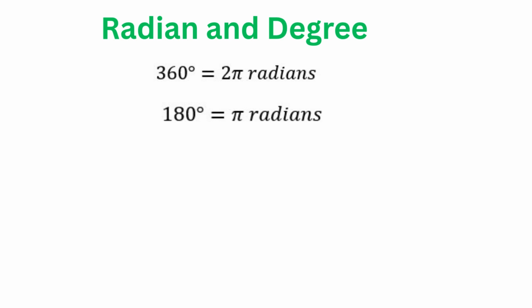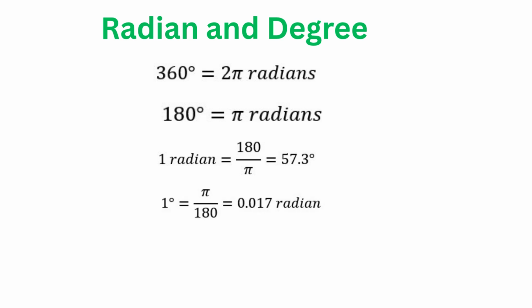Now, let's explore the relationship between degrees and radians. A full circle makes an angle of 360 degrees, which is the same as 2 pi radians. That means pi radians equals 180 degrees. Using this relation, we can easily switch between degrees and radians. For example, 1 radian equals 180 divided by pi, which is roughly 57.3 degrees. And 1 degree equals pi divided by 180 radians, or about 0.017 radians.